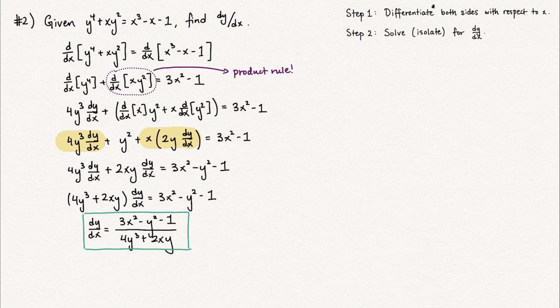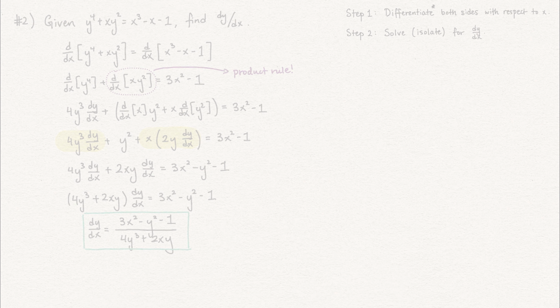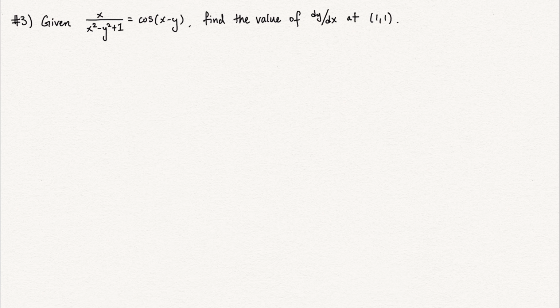All right, I have one more problem for us to look at, and this one is going to be slightly different from these two that we've already seen. So let's get right to it. For our last problem, let's say we're given this function here, and we want to find the value of the derivative at the point 1, 1. And this shouldn't be too bad, right? We first find the derivative using implicit differentiation, and then we evaluate it at the point.